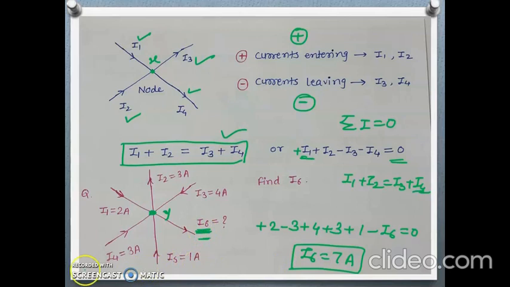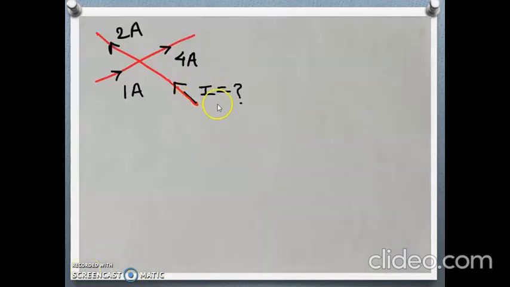Okay. The next question is find the value of this current I shown in the diagram. This I current, the value of this I current, we have to find here. This is the node, say X node, at which these 4 branches are meeting. Okay. This 1 ampere is incoming, so positive. 2 ampere is outgoing, so negative. This 4 ampere outgoing, so negative. And this one is incoming, so positive.